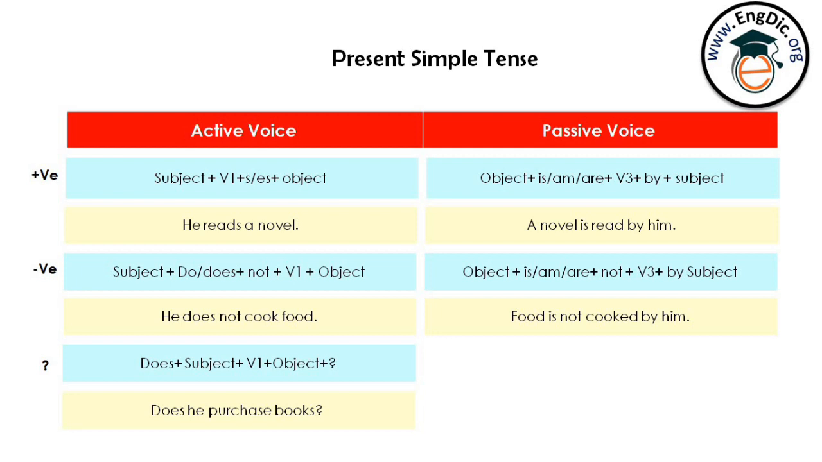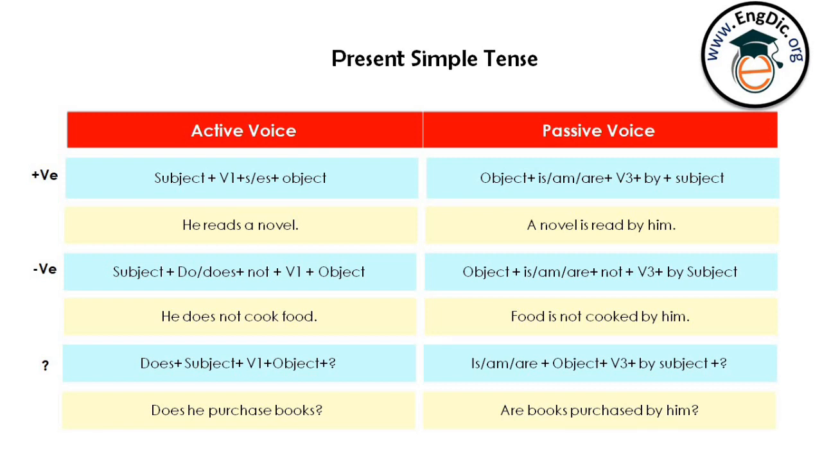And what will be the passive voice of this one? We have to put is, am, are at the start, and then the object, then the third form of verb, and then by and subject, and then question mark. You can see in the example, are books purchased by him?